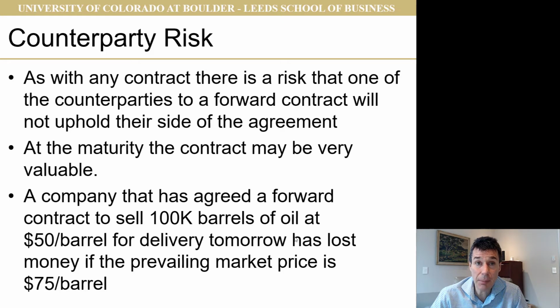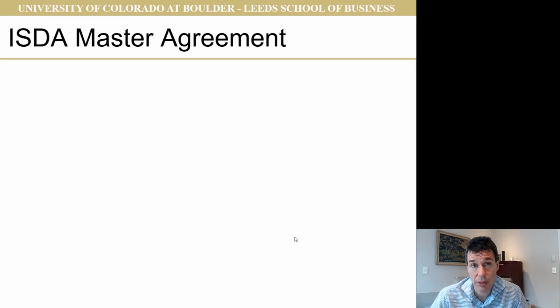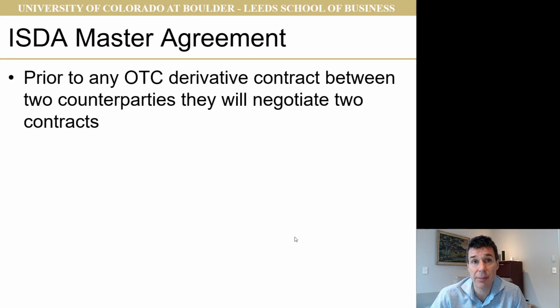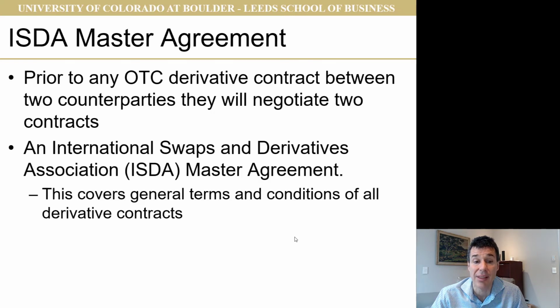And if the company, in this case, defaults on the contract, the other company has a problem. So this is managed through a couple of agreements and then collateral. So the agreements, the first agreement is known as the ISDA-Master Agreement. So prior to any over-the-counter derivative contract being agreed between two counterparties, they will negotiate two contracts. The first is the ISDA-Master Agreement. This covers general terms and conditions of all derivative contracts.